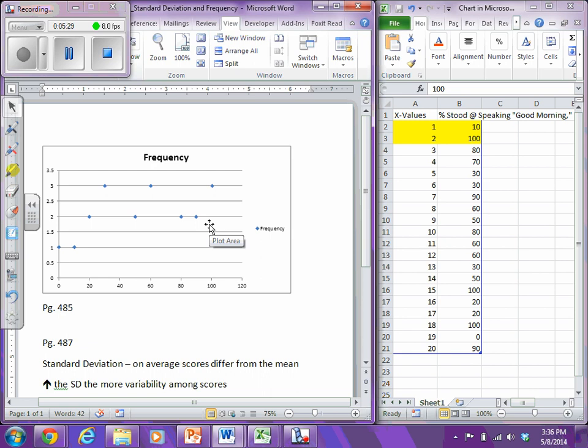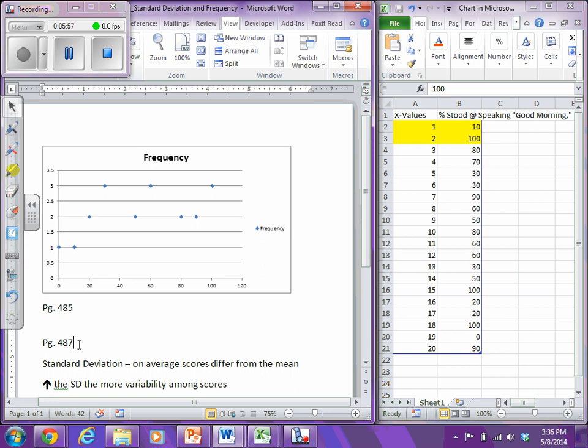Okay? You can find a frequency histogram, bar graph, and it explains all of that on page 485 in our textbook. I left that right here. And then what we can do with this is we can start looking at standard deviation from this. Standard deviation is on page 487.